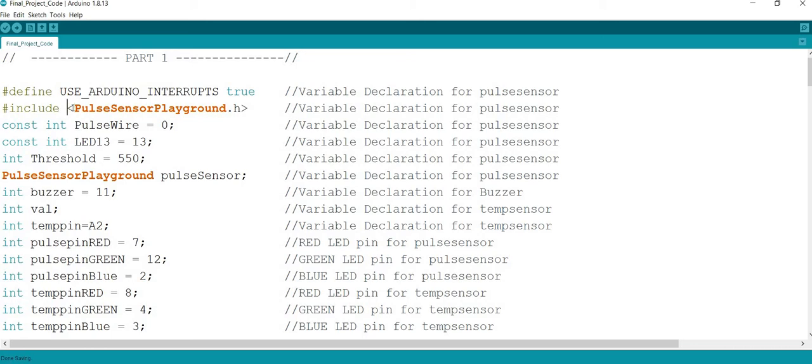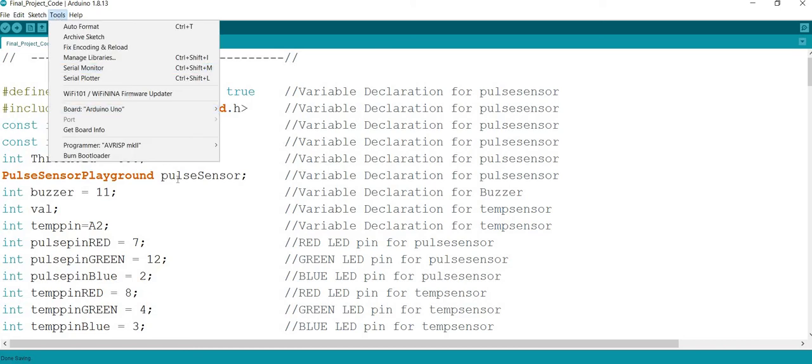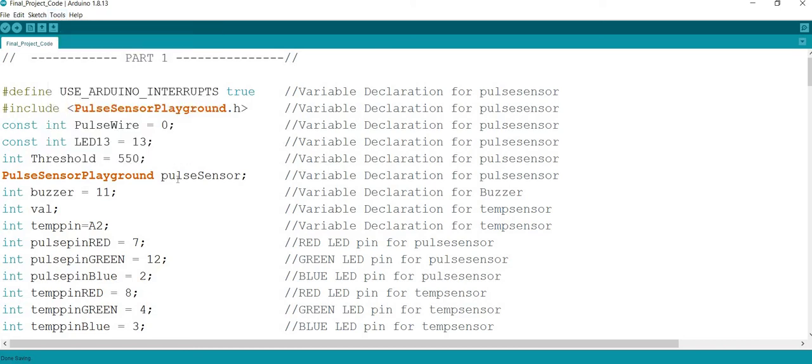So this is the PulseSensorPlayground.h, which is a file, a library that we have downloaded online. From there we have to modify the code so that it can measure our heartbeat. The second thing is the temperature sensor, which is pretty straightforward, and we've written the entire program from scratch.